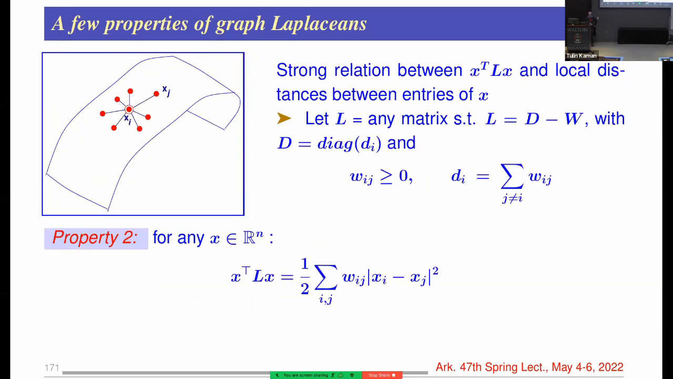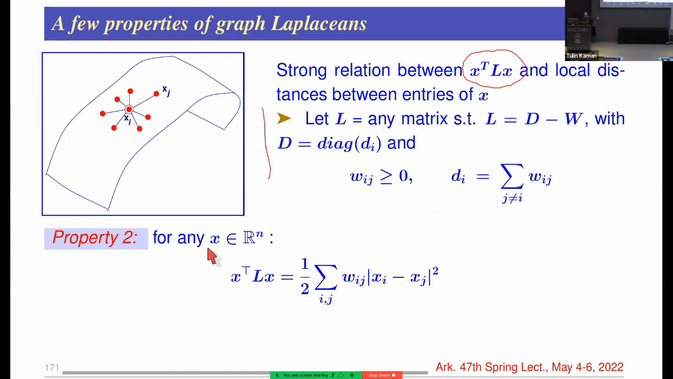So now let's go through a few properties of graph Laplacians. There's a strong relation between what I call essentially the Rayleigh quotient, when x has norm 1, this is a Rayleigh quotient associated with L and x, and the local distances of the entries of x. So here is the result. Let L be any matrix so that you have this basis. Suppose you're taking just the graph Laplacian.